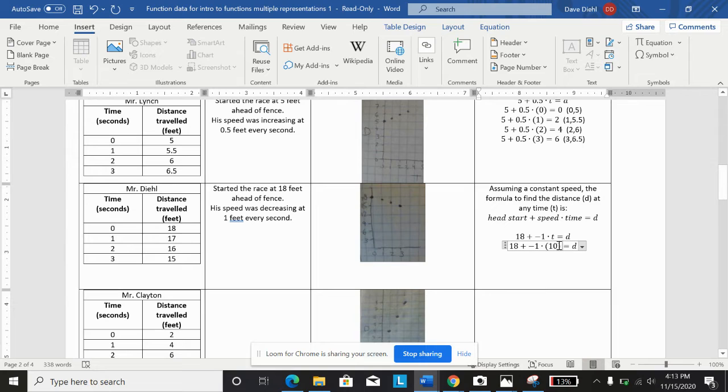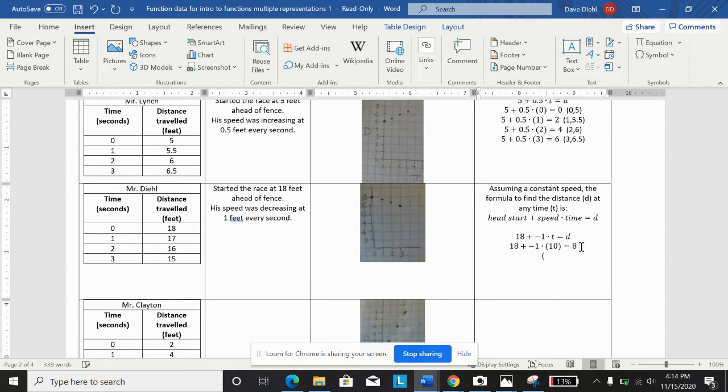So basically, I've gone -1 feet 10 times, right? And -1 times 10 is -10. But remember, I started at 18. So I started at 18, but this means I lost 10 feet. So 18 plus -10 is 8, which means after 10 seconds, I'm at 8 feet.